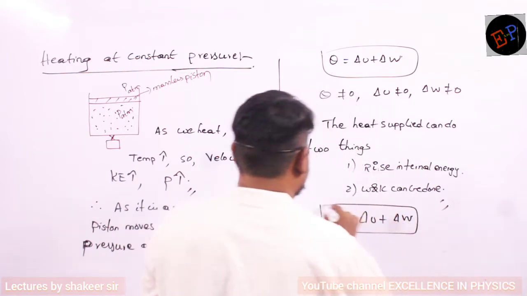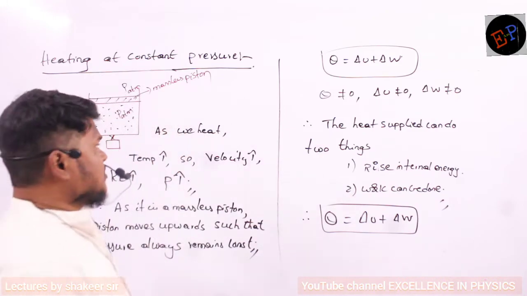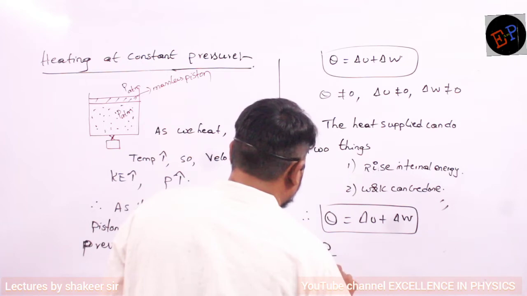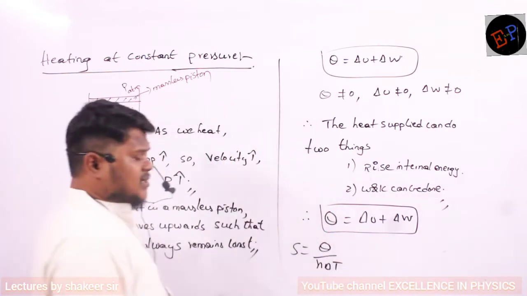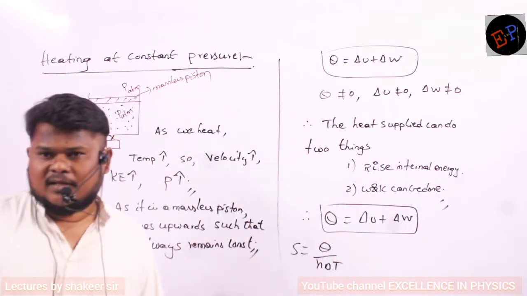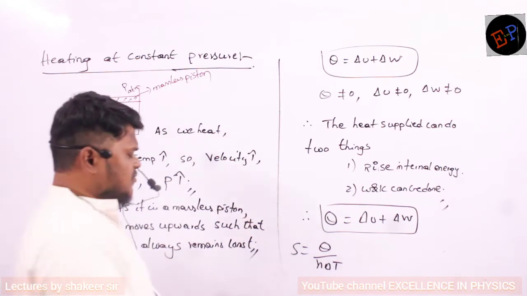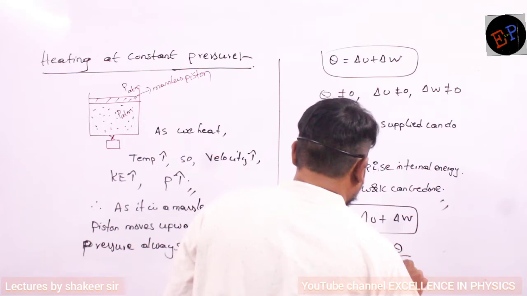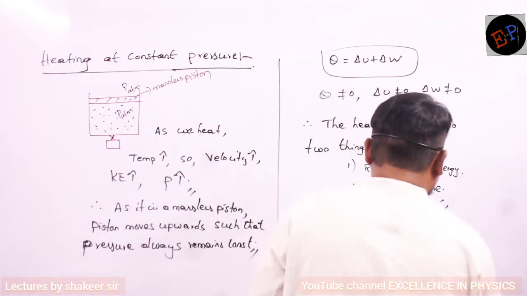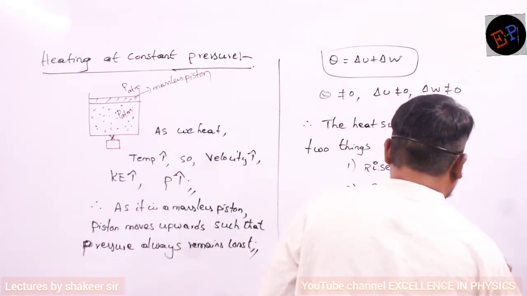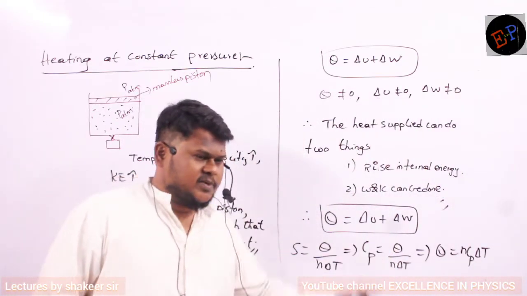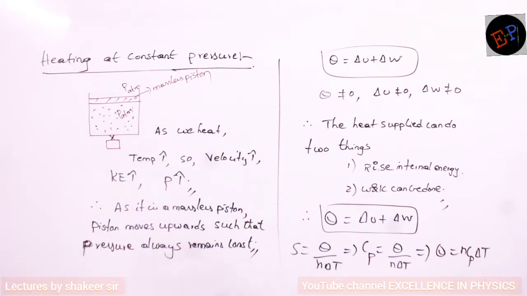Now let us go for the concept of specific heat here. S is equal to Q by n delta T, no? And we are heating the gas by using which method? Constant pressure method. So instead of S, I can write Cp. Cp is equal to Q by n delta T. So what is Q? Q is equal to nCp delta T. Correct only, no? We are heating the gas at constant pressure only. So Q is equal to nCp delta T.